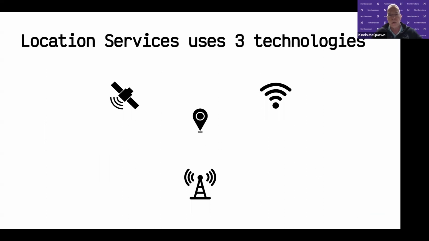So when we look at location services as a technology, so this is us, this is our phone. I put 3 different symbols out here because the phone uses 3 different technologies to determine your position. And I think it's pretty cool when you think about how this actually works. So what is the most common technology that you think is telling you where your position is?